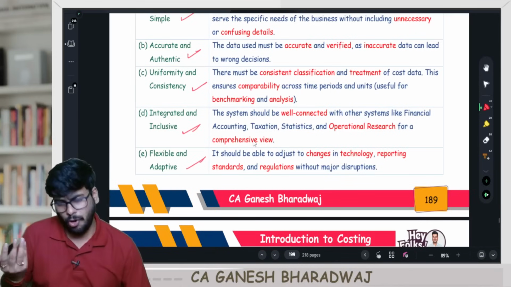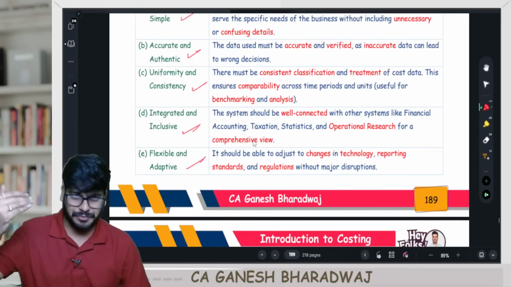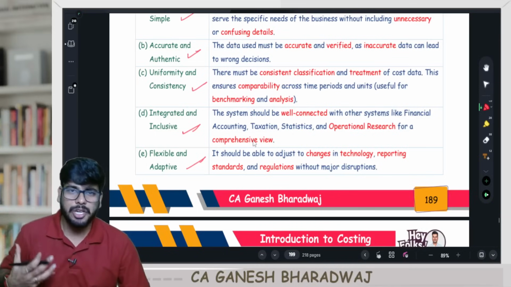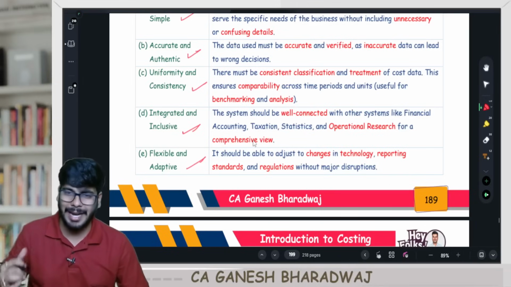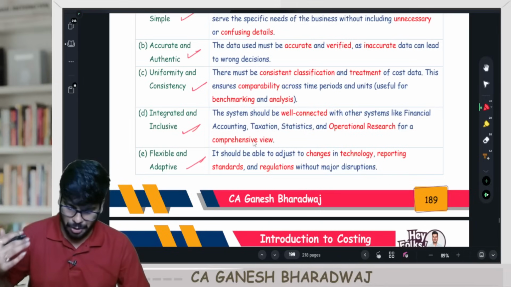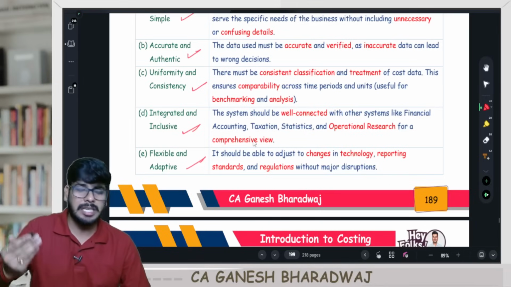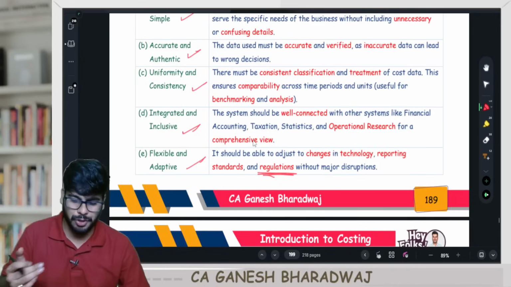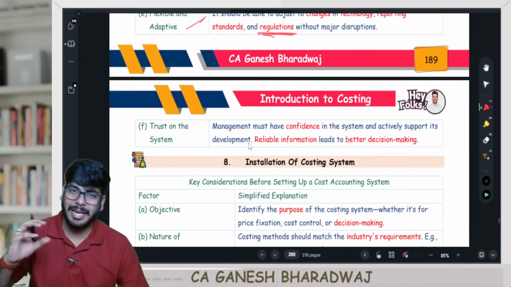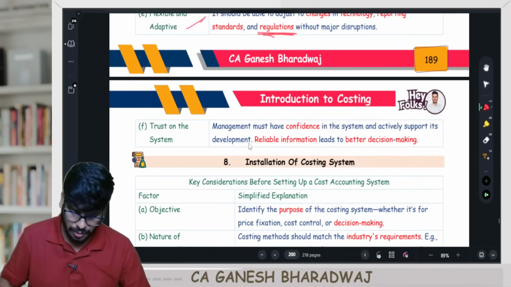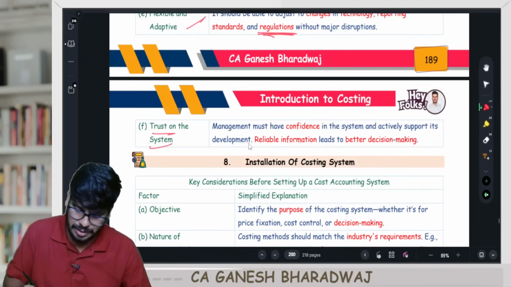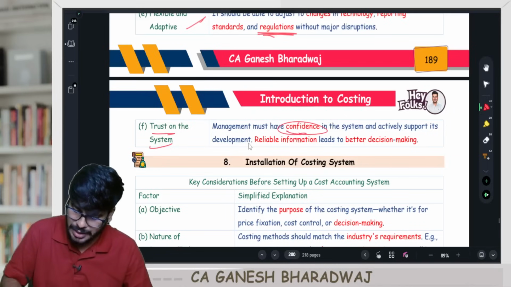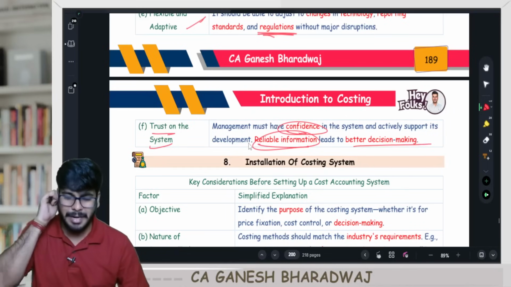Next one. Flexible and adaptive. Obviously, if there are changes in technology, your cost accounting system should be able to adapt to it, and you need to be able to update it. And of course, not just that, suppose there is a change in your legal requirements or regulations, your cost accounting system should be able to adapt to it and make sure that you are complying with your legal requirements. And there has to be trust in the system. The management must have confidence in the system and actively support its development. Reliable information leads to better decision making.